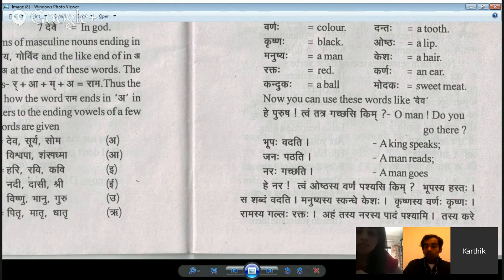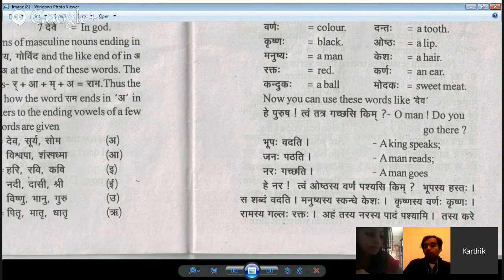Oshtha means lip. Oshthasya Varnam. Varnaha means the color of the lip. Tvam Oshthasya Varnam Pashyasi Kim. Do you see the color of the lip? Here there are two cases used. Oshthasya we know already. It is Shashti Ekavachanam, expressing a sambandha.